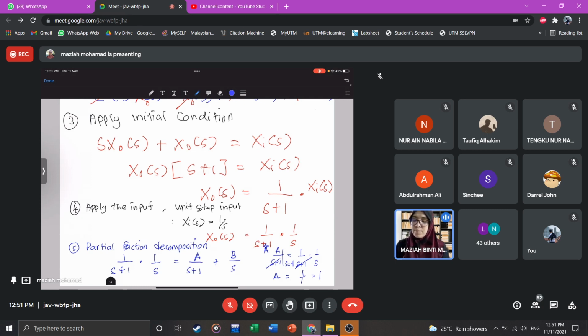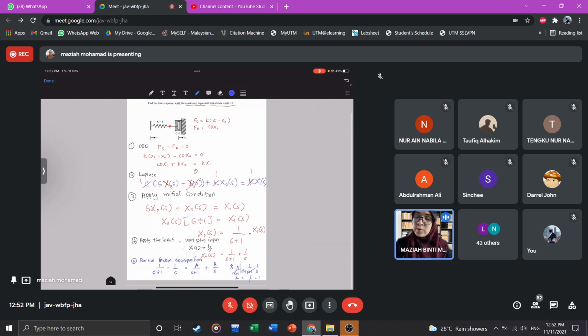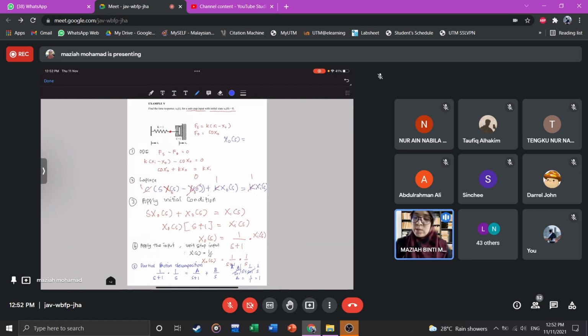Okay. As for B, sama juga, B over s, with s equal to 0. Okay. 1 juga. So B sama dengan 1 juga. Later saya akan tunjuklah partial fraction tu. Tapi basically for this one, saya buat mark ke atas. So you're going to have X naught S is equal to 1 over S plus 1 plus 1 over S.